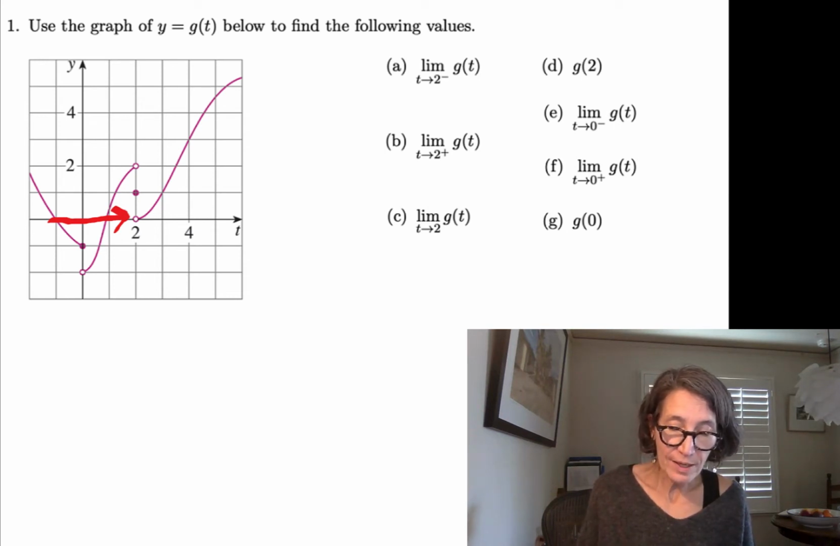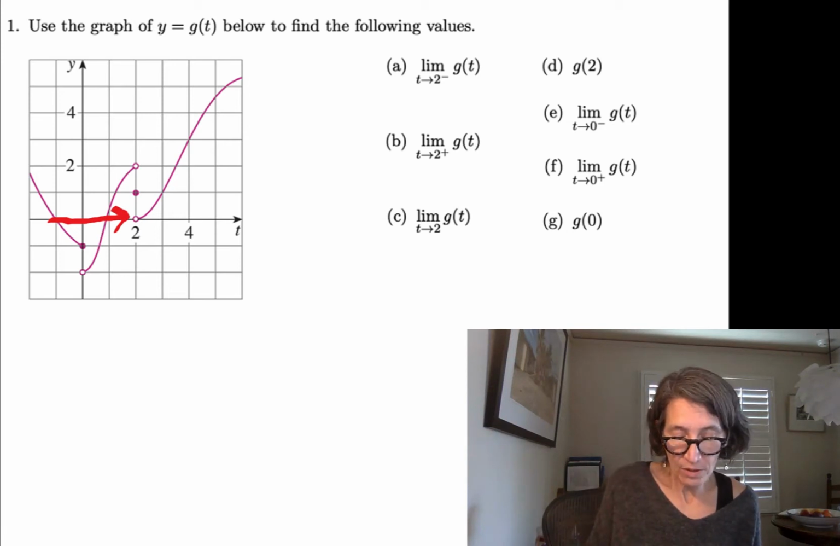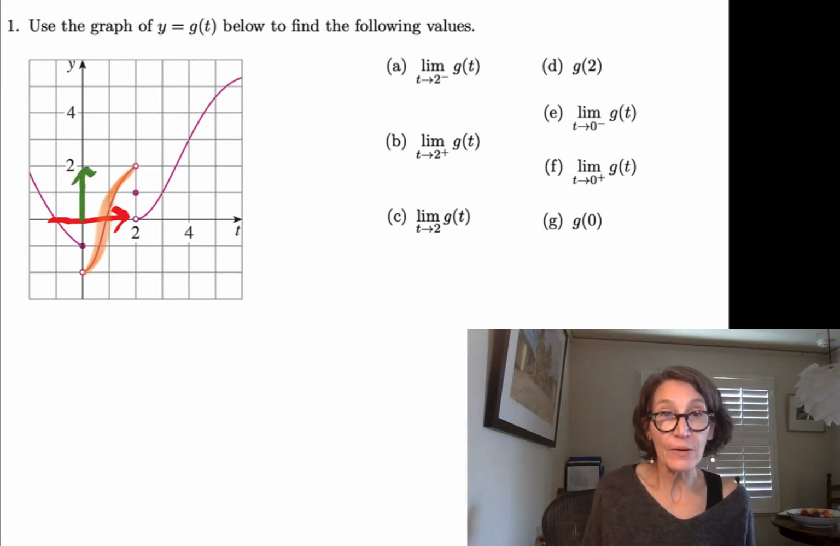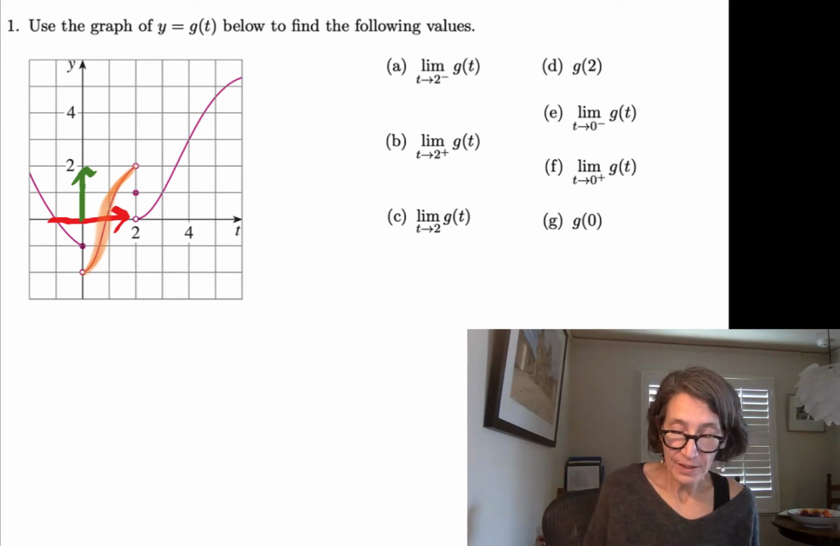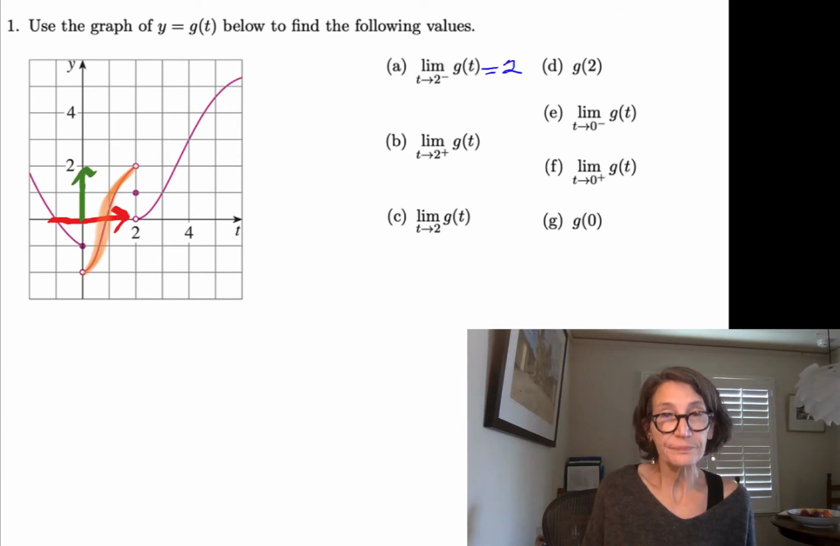Well, we can see that we're moving along the curve. If we come along the curve from the left, we're moving along the curve like that. And that means that our y coordinates are going up, and they're approaching the number positive 2. So the left-hand limit, the limit as t approaches 2 from the left of g of t, is 2.